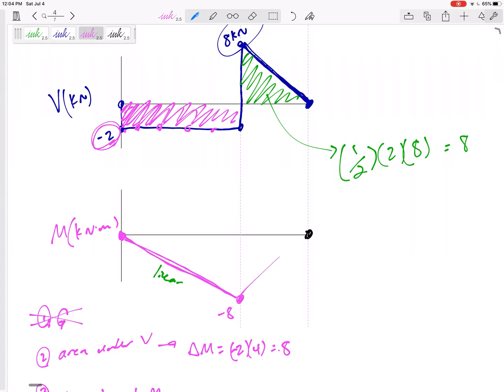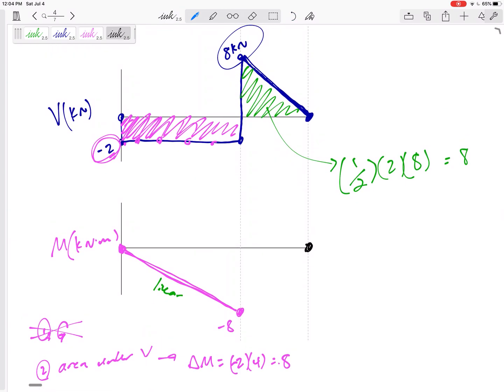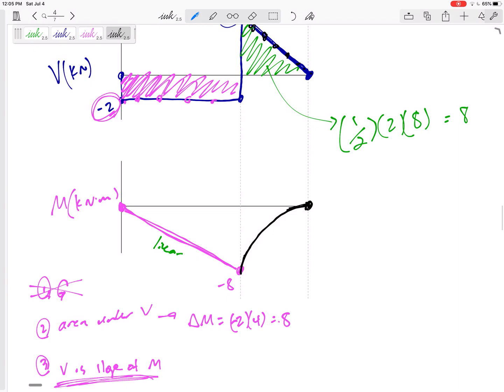Now, does it go linear again? Does it go this way? Does it go this way? Well, V is the slope of M. So this one has a slope of +8 to begin with, then 7, then 6, then 5, then 4, then 3, then 2, then 1, then 0. It ends with a slope of 0. So it starts with a positive slope. It ends with a smaller slope. Do you see why this would be curved that way? This would be curved that way, right there.